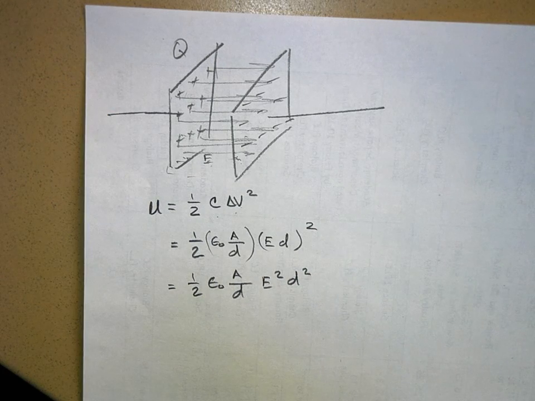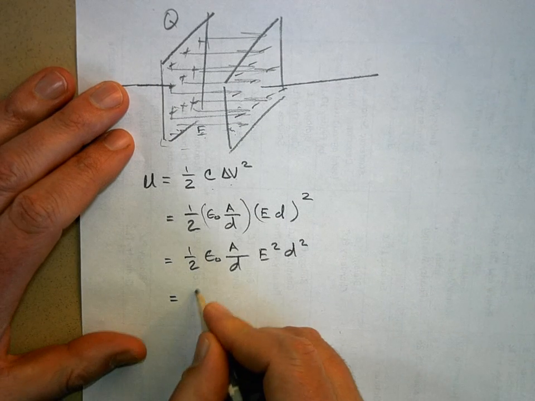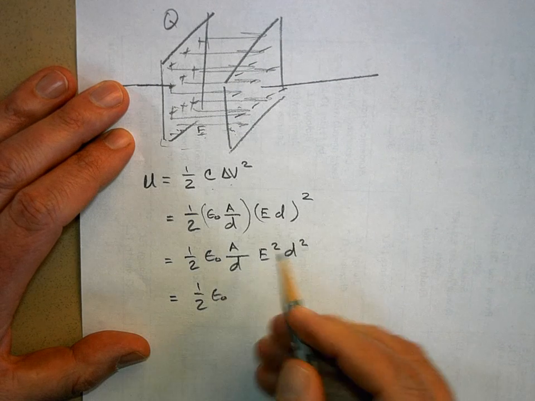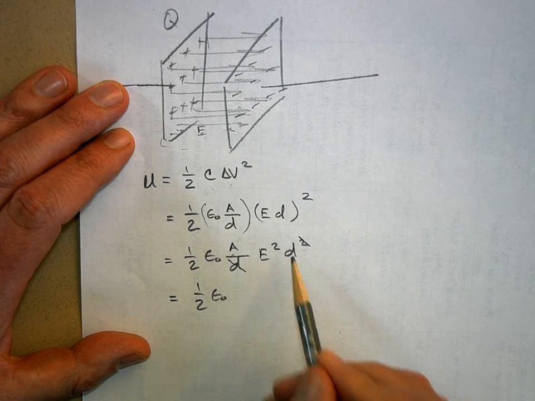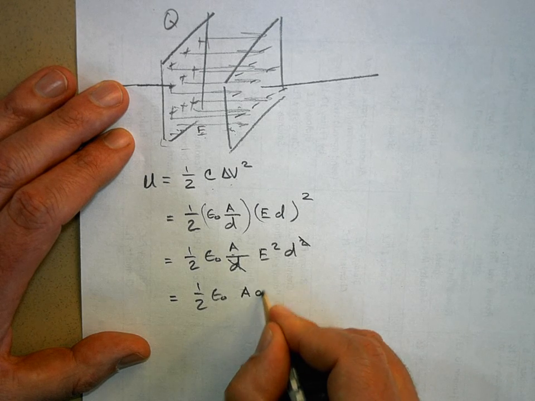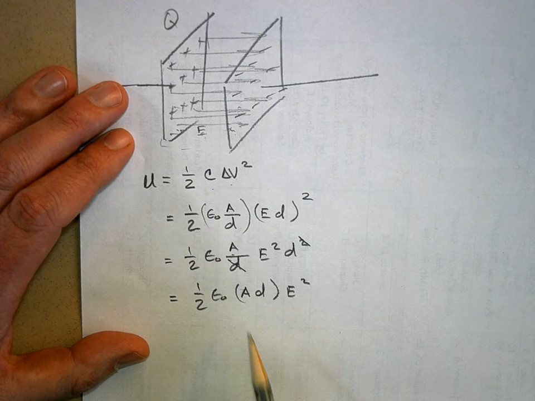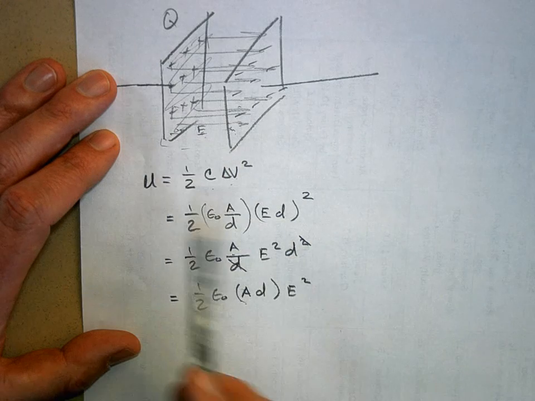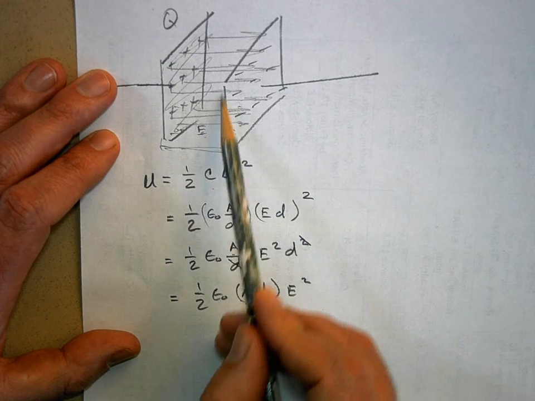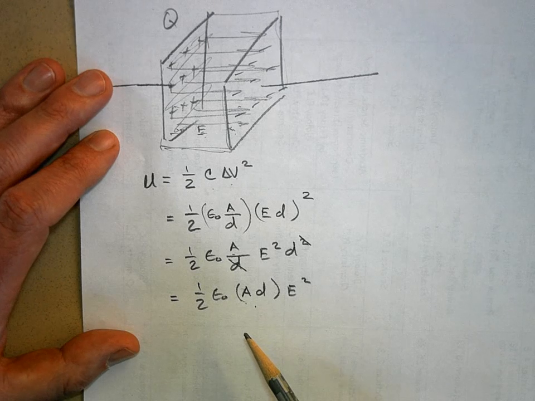Now what I'm going to do is play around with this, just algebraically. 1/2 epsilon naught. I'm going to go A, oh wait, this cancels with that. So I'm going to go A times D times E squared. But what is A times D? A is the area of one of the plates, and D is the distance between the plates. So what do we get when we have A times D? That's the volume contained between the plates of the capacitor.